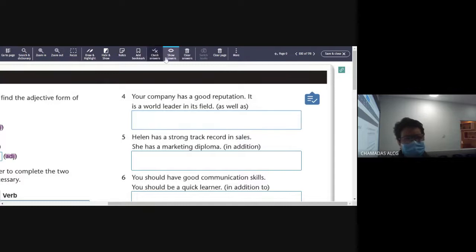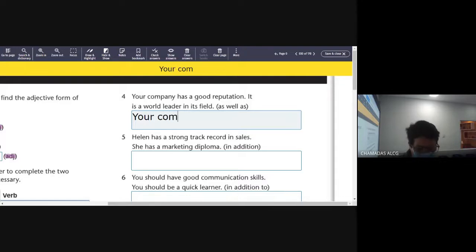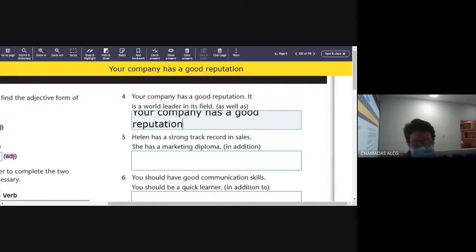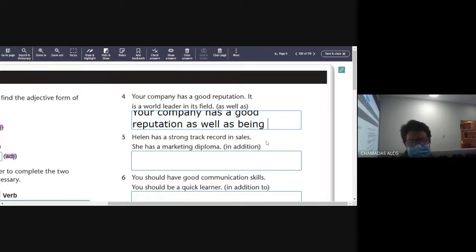How can you do this one? The company has good reputation, as well as it is a world leader. Yes, here you can do like this. Your company has a good reputation, as well as, here I would rather use ing there, as well as being a world leader in its field. I will tell you why, just a moment.